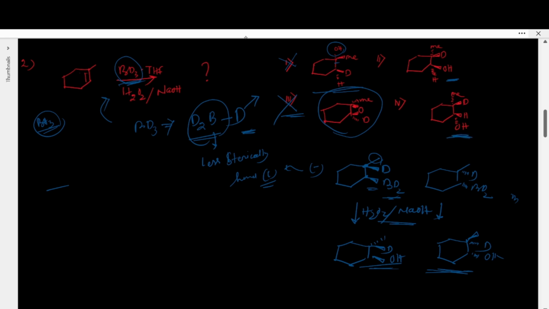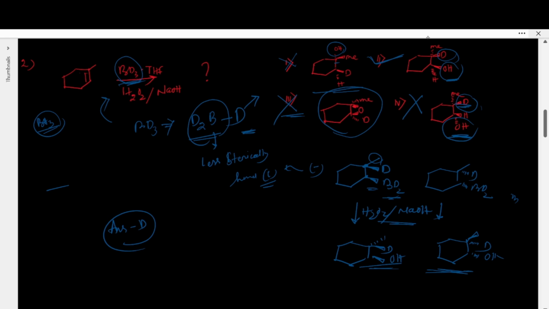Now we have to look at the stereochemistry. Both the OH and deuterium should be in the same plane because they are coming from the same side. Here both OH and the deuterium are in the same plane. So the answer will be your option 2. Here it is in different planes because deuterium is mentioned above the plane and OH is mentioned below the plane. So this will not be your answer. So the answer is option D.